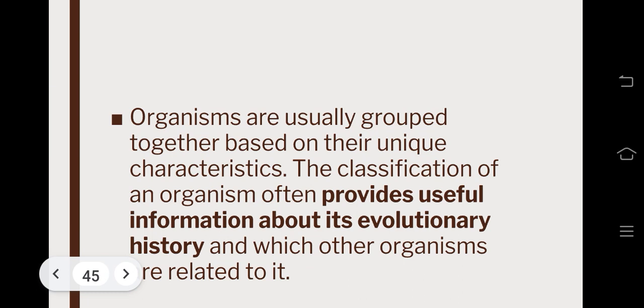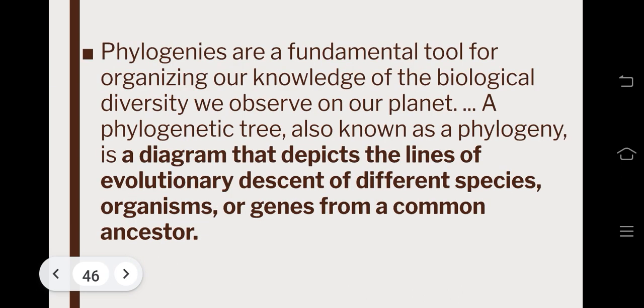The classification of an organism often provides useful information about its evolutionary history and how other organisms can relate to it. And phylogenetics is a fundamental tool for organizing our knowledge of the biological diversity we observe on our planet. A phylogenetic tree, also known as a phylogeny, is a diagram that depicts the lines of evolutionary descent of different species, organisms, or genes from a common ancestor.